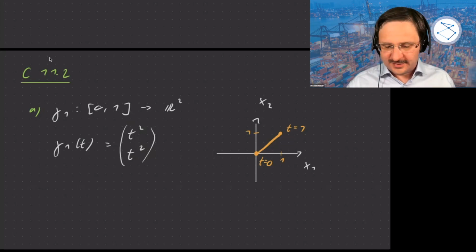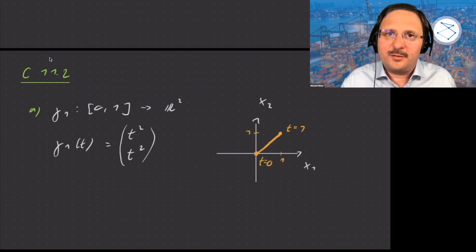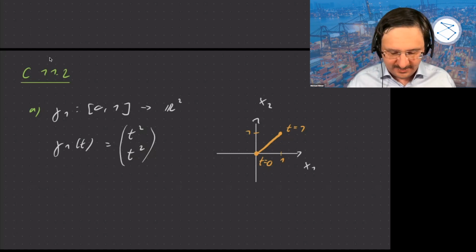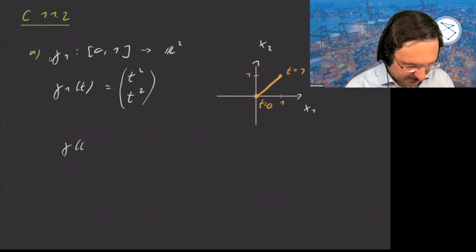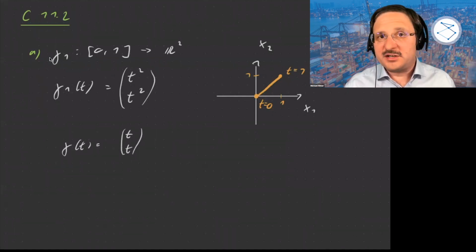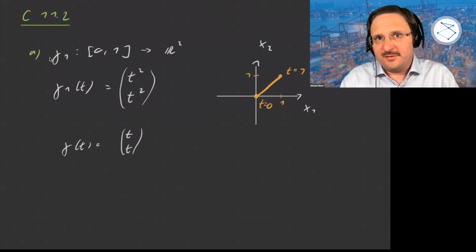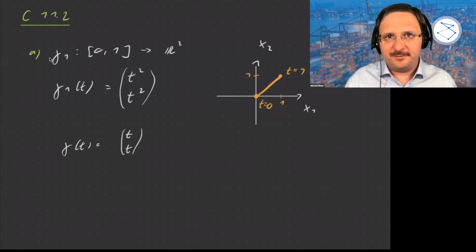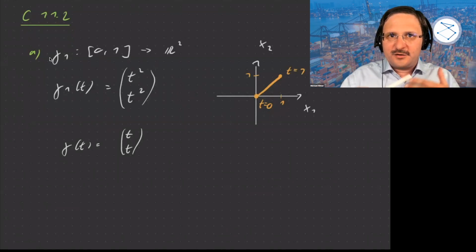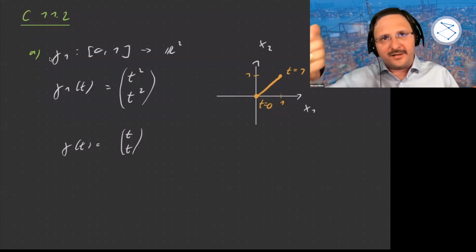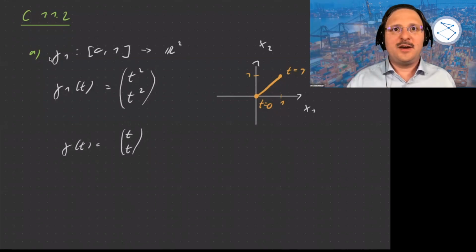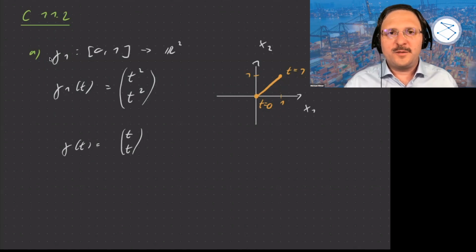And of course, that's not the only possible way to parameterize that line here. For example, if you wrote that curve as t, t instead of t squared, the look of that graph would be the same. The difference of those two curves is how they move along that line. So they start at the same point, they end at the same point. The path is exactly the same, but the speed of the movement along that path is different.